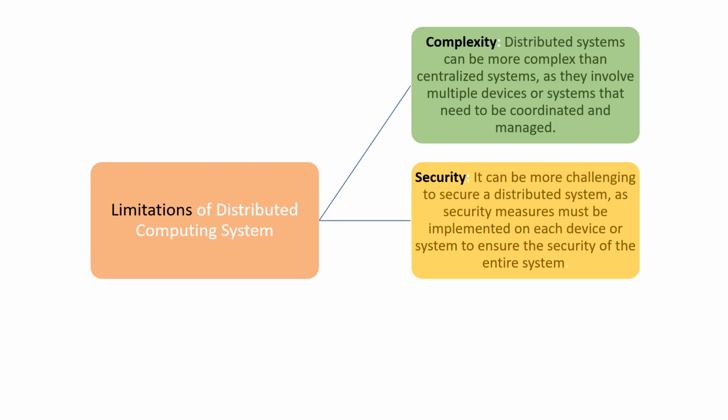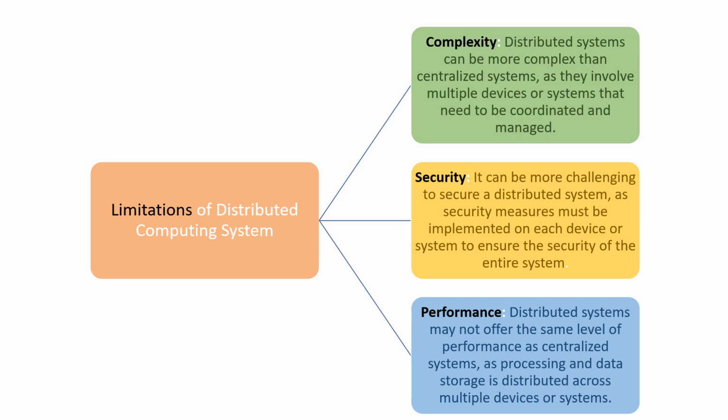Next one is the security. This is more challenging as the security measures must be implemented on each device in the distributed computing system to ensure the security of the entire system. And performance, here the distributed systems may not offer the same level of performance as centralized system, as processing and data storage is distributed across multiple devices or systems. So this is one of the limitations.